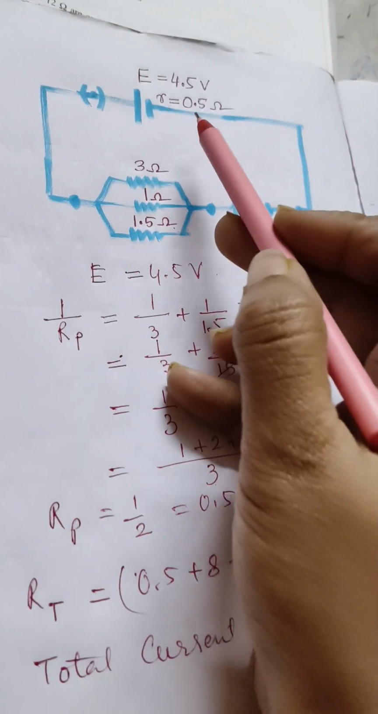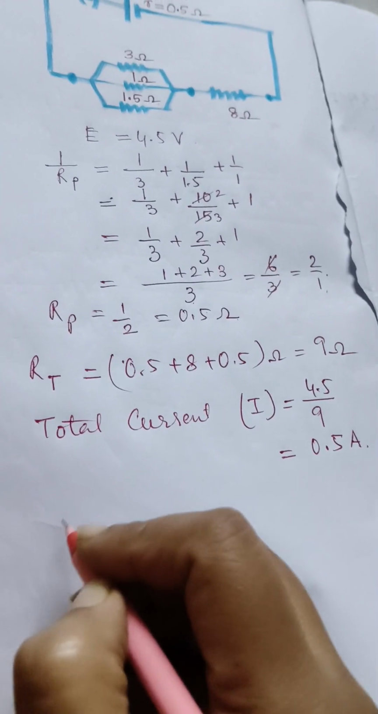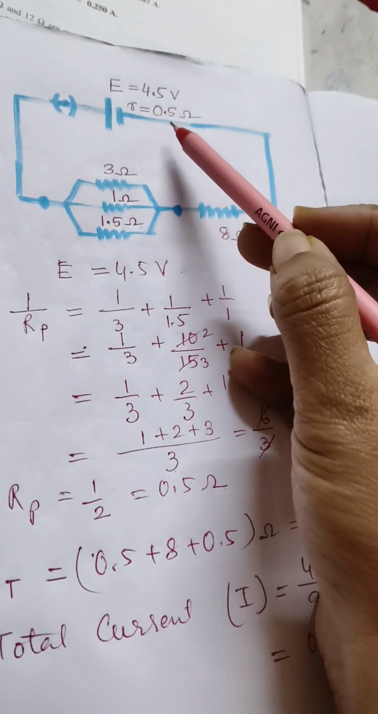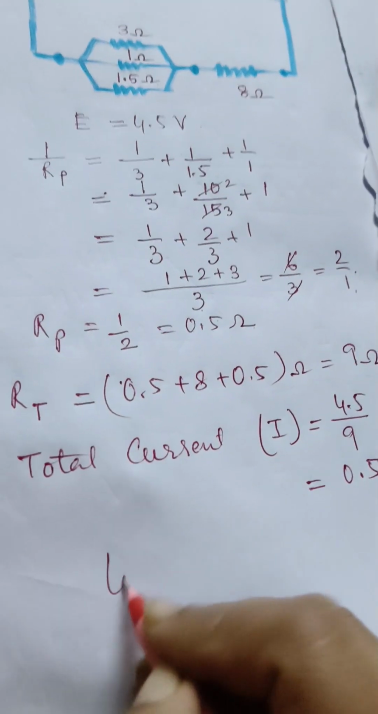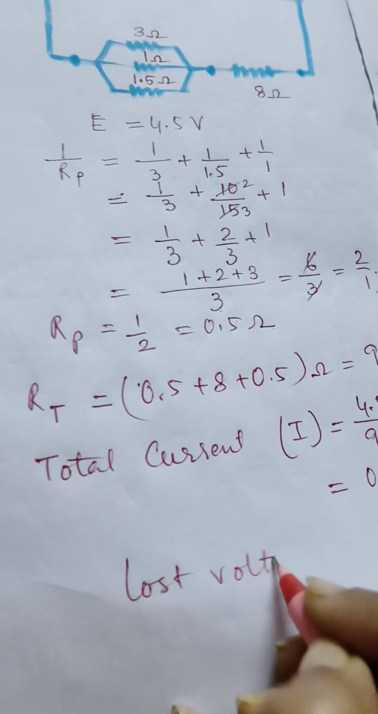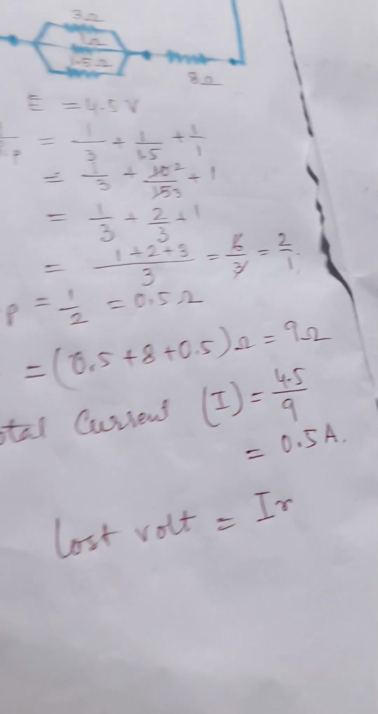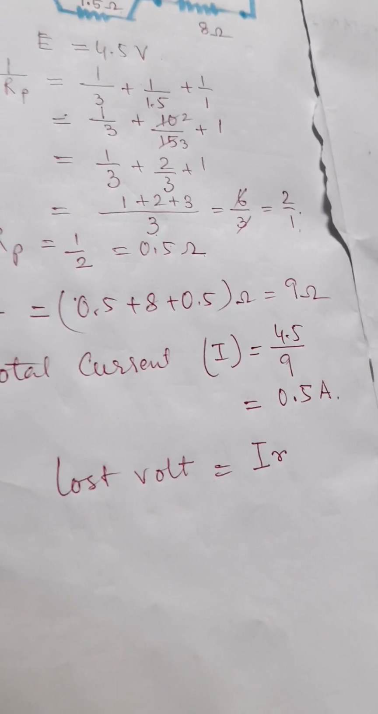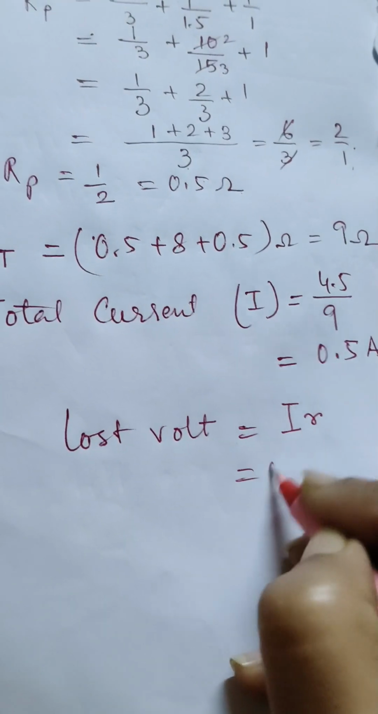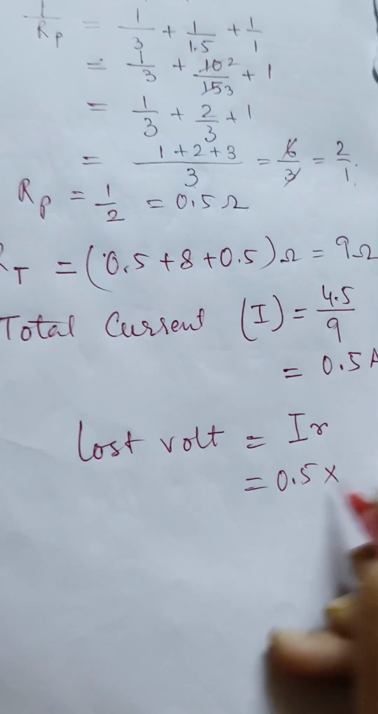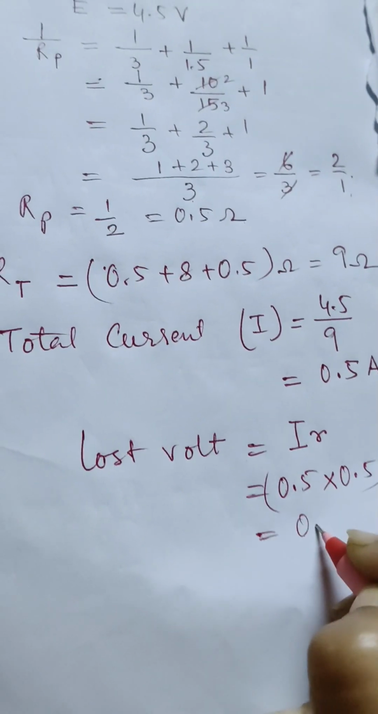Now internal resistance is 0.5 ohm. If you are asked to find the potential drop across the internal resistance, that is lost volt. Lost volt is the total current into internal resistance. Do not forget that. Lost volt is total current into internal resistance. Total current is 0.5 and again internal resistance is 0.5. So what do we get?